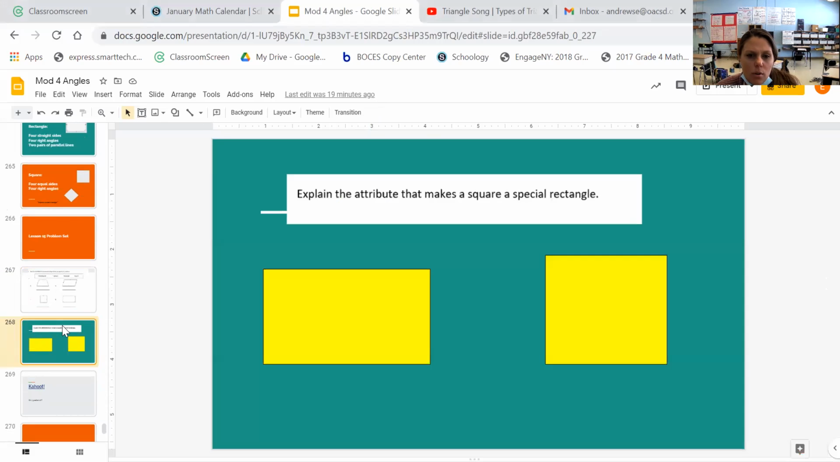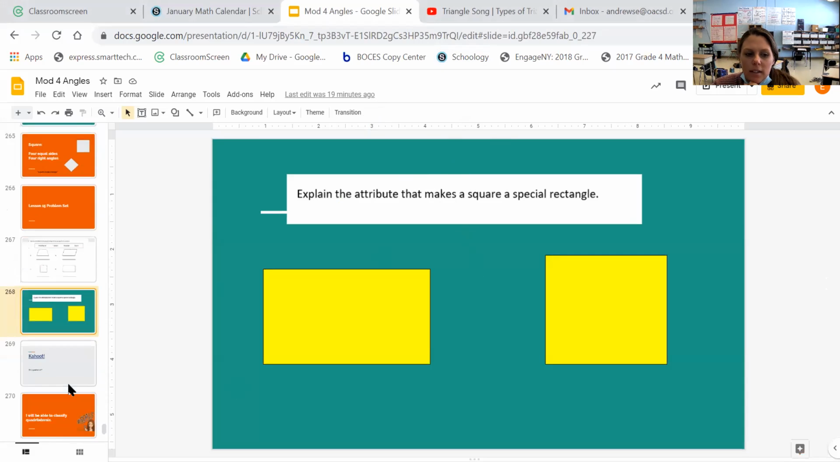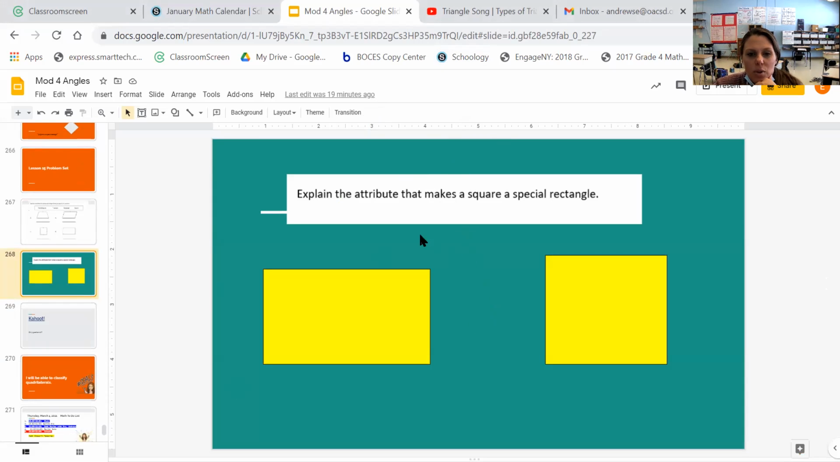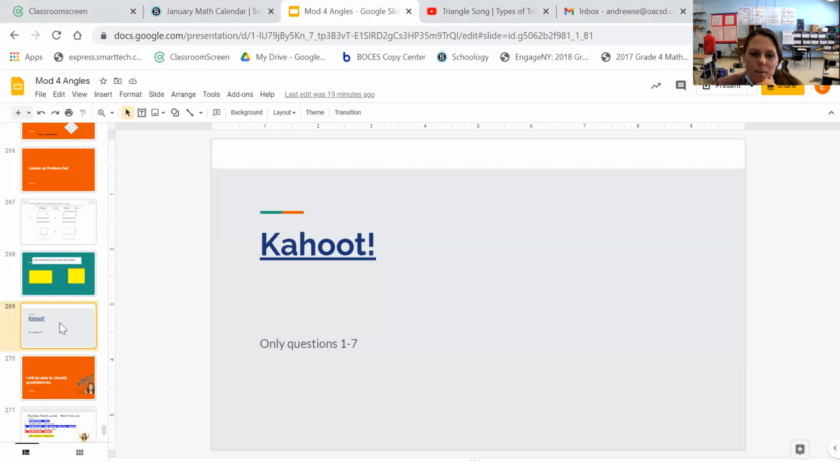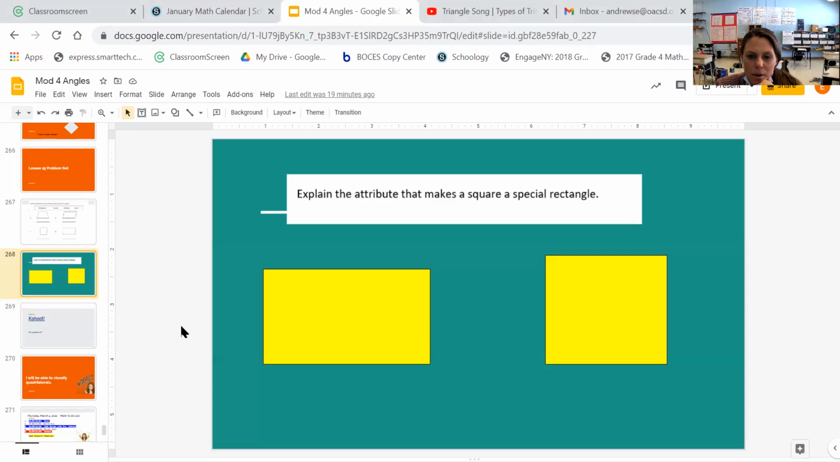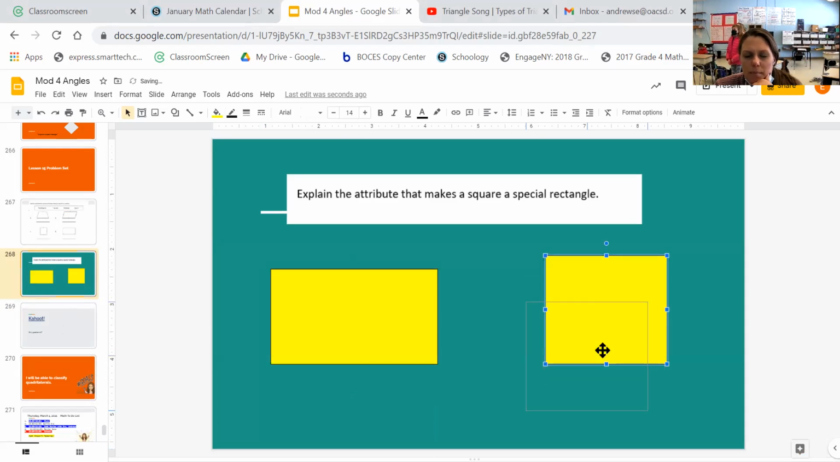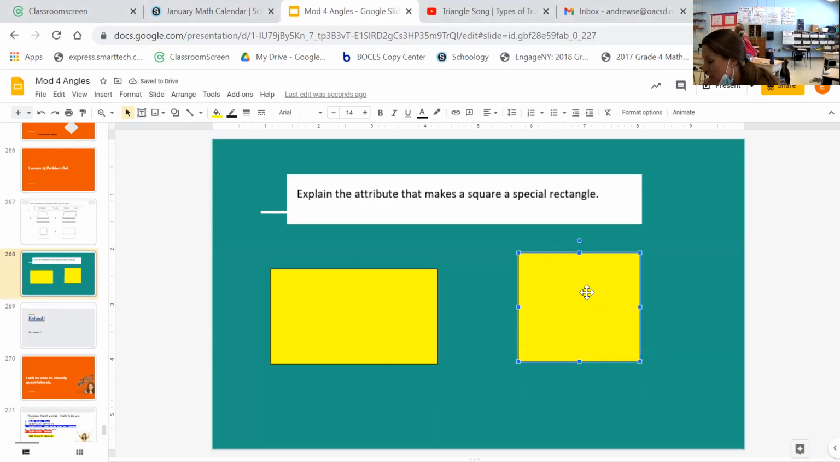My question for you is, explain the attribute that makes a square a special rectangle. Once you have answered this, then we're going to play Kahoot, so you can join back in the classroom with me. Pause your video, and then I will give you the answer for you to check back. So explain an attribute. An attribute that makes them the same is that their opposite lengths are equal, and they all have 4 right angles. So that's what helps to identify that a square is really a special rectangle.